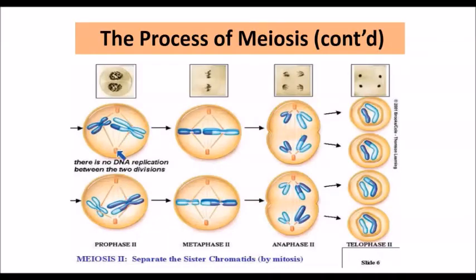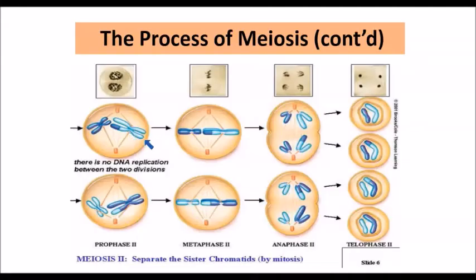So this now goes into meiosis 2. So we're starting off here at prophase 2. The 2 daughter cells contain 2 chromosomes each, and you can see the evidence of crossing over. From here on, the process of meiosis 2 is going to be quite similar to mitosis.